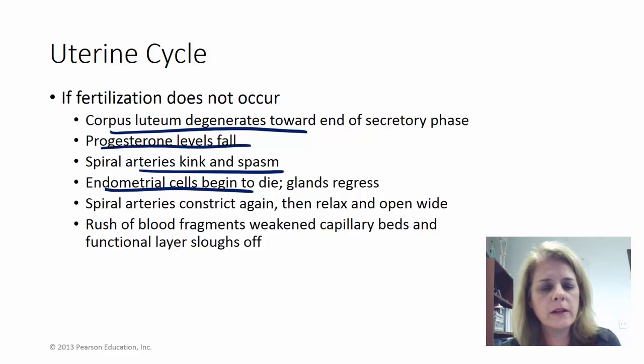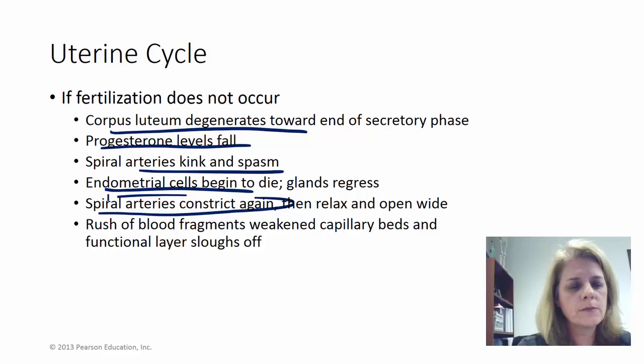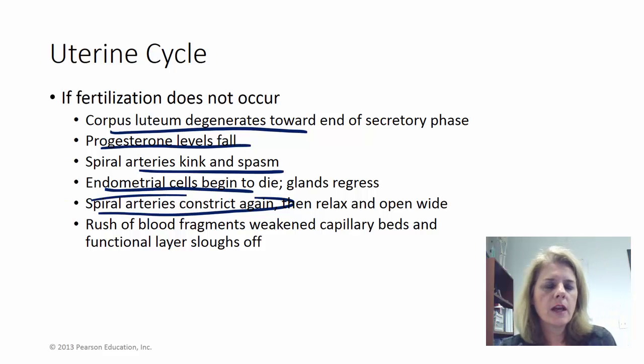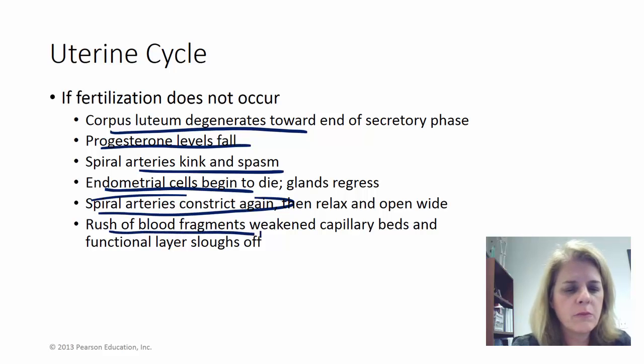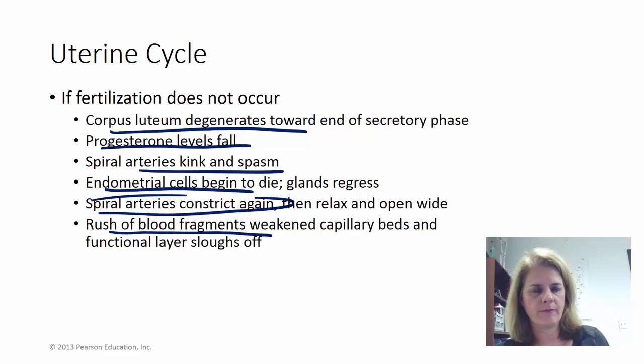But the reason you get bleeding is those spiral arteries. They're going to spasm, and then they're going to relax and open wide. It seems kind of weird. It's like they close down and then they open back up. And when they do that, you get this gush of blood, and that rush of blood fragments and weakens those capillary beds and causes the endometrium to flush off.